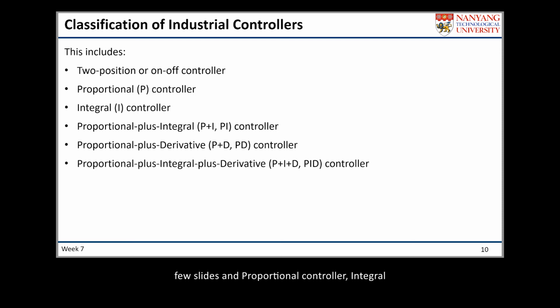And a proportional controller, integral controller, a combination of proportional and integral, which we normally call a PI controller, a combination of proportional and derivative controller or PD controller, or a combination of those three, proportional, integral, and derivative, which we call a PID controller. So we can use any one of these controllers in combination with your controlled system to form the closed loop or feedback system.